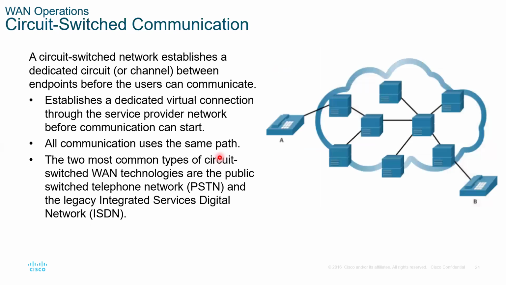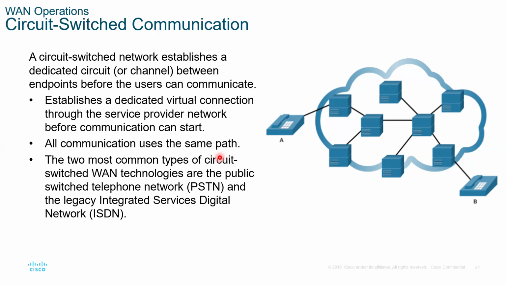A switched network establishes a dedicated circuit or channel between the endpoints before users can communicate. So in operations, we have two types of switching, circuit and packet. Starting with circuit, basically, circuit involves a dedicated circuit and it is ideal for real-time communications.